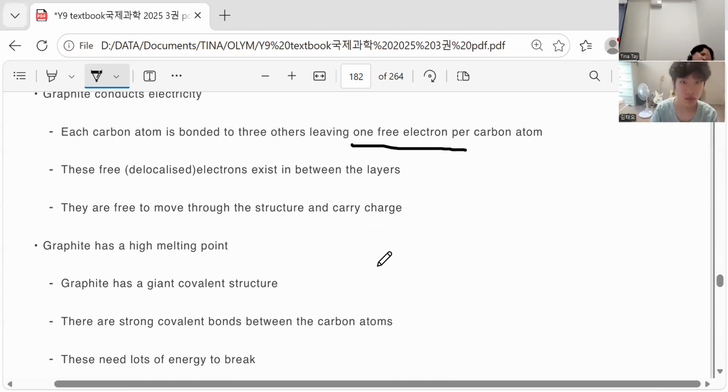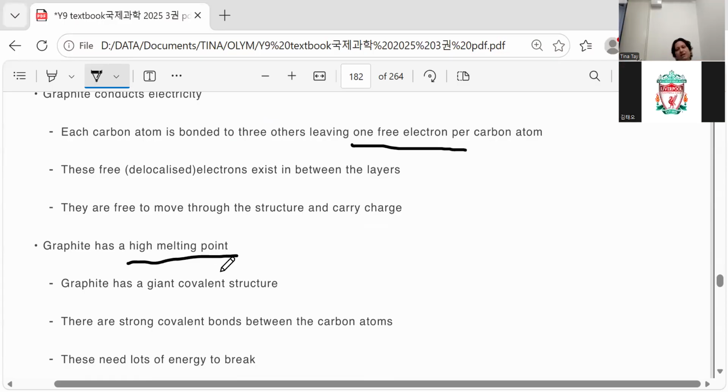So diamond is very hard, graphite is soft and slippery. Diamond cannot conduct electricity, graphite can conduct electricity. Diamond has a high melting point, graphite also has a high melting point because it still has many giant covalent bonds. It's still a giant covalent structure.